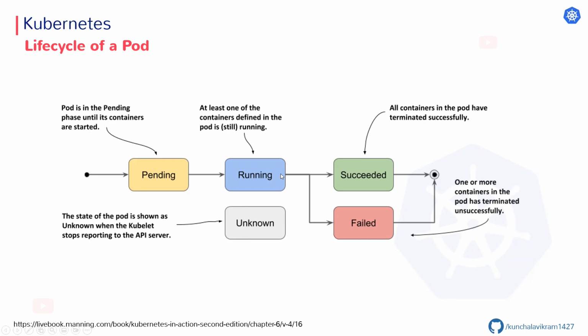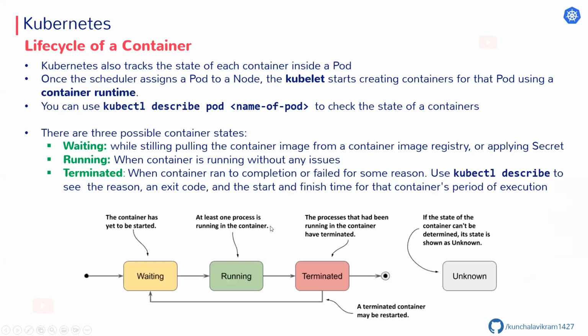Okay, if the process completes, it is marked as succeeded. If the process fails, it is marked as failed. Or else, if the state of the pod is unknown, it will be marked as unknown. Not only that, you will also have the life cycle of an individual container.